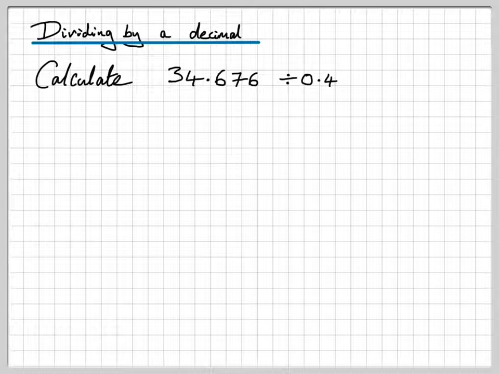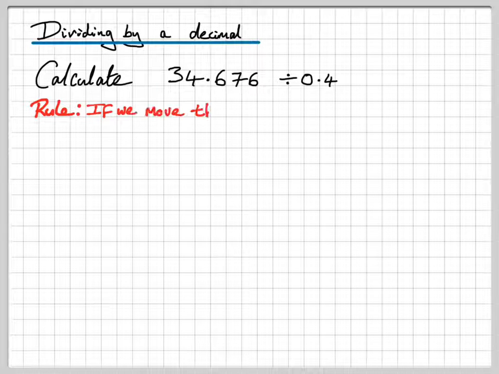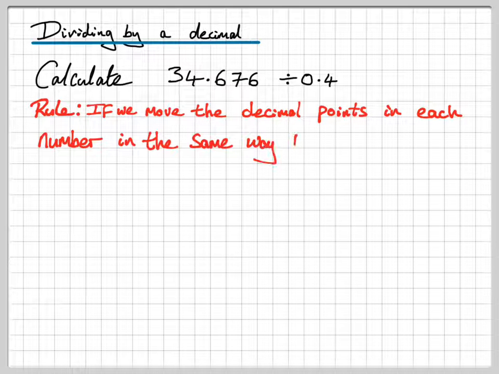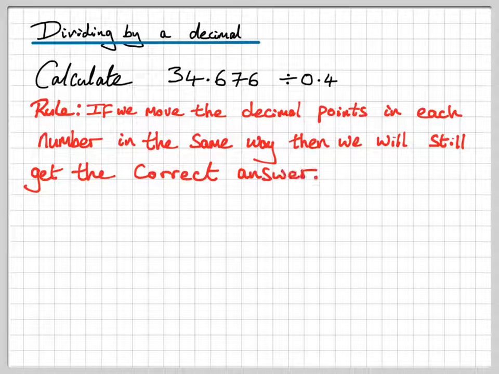Dividing by a decimal. In this example we're going to look at how we can calculate 34.676 divided by 0.4. Okay, well, we have a rule that we can apply. If we move the decimal points in each number in the same way, then we will still get the correct answer. Now you might wonder why we'd want to do this, and the reason is we should never attempt to divide by a decimal number.